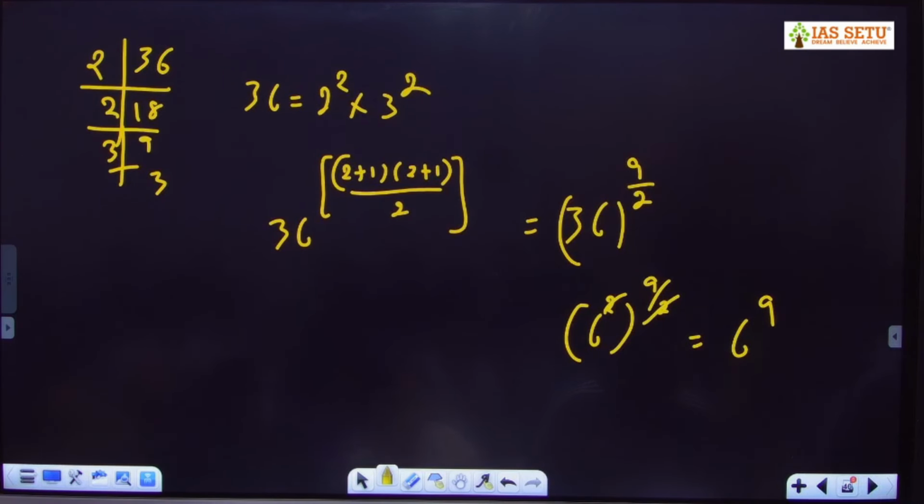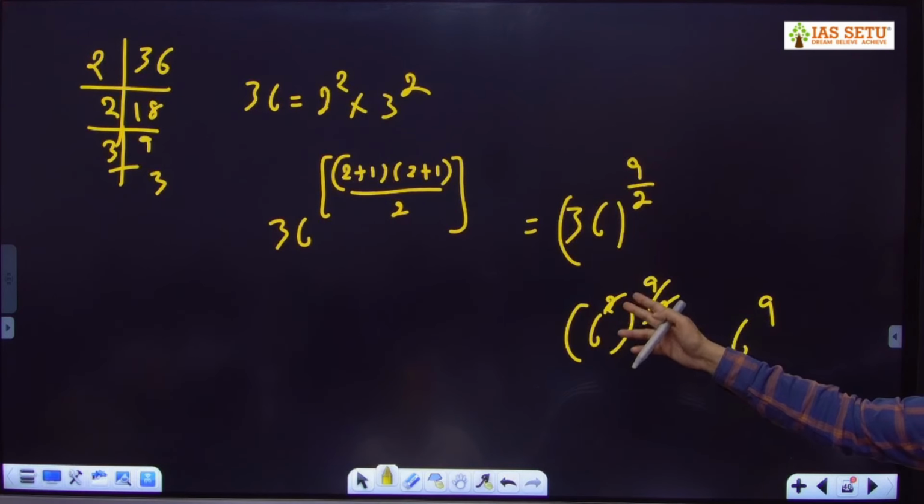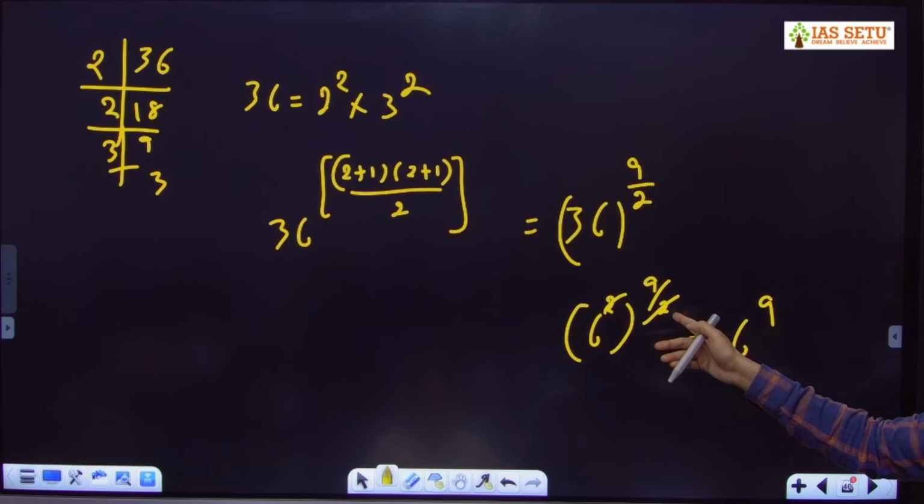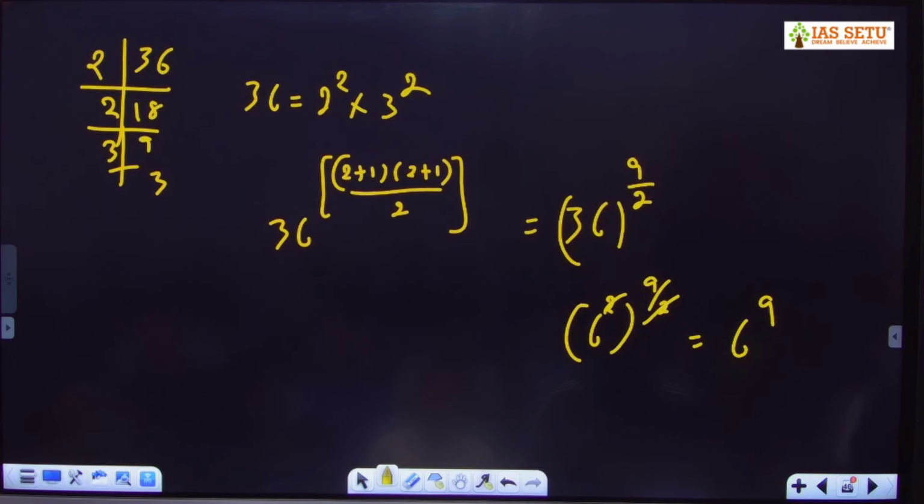36 to the power 9 by 2 is nothing but 6 to the power 9. 36 क्या होता है? 6 square. 9 by 2. 2 से 2 कट जाएगा. 36 is to the power 9. I will cover this when I will cover surds and indices topic. Rule of indices है अपने syllabus में.